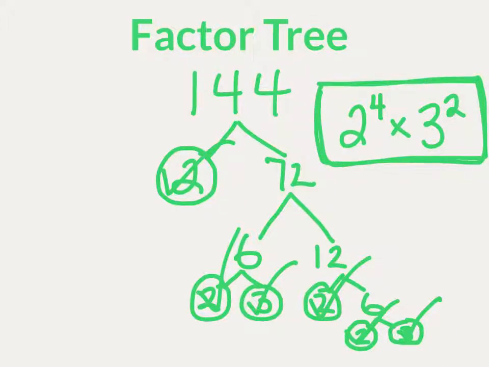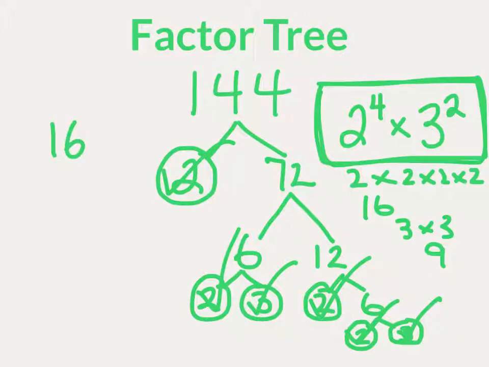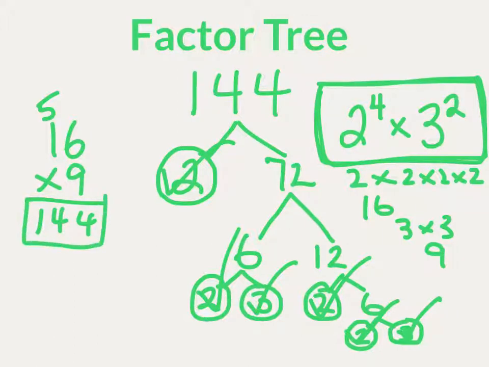And we can show that 2 to the 4th power, or 2 times 2 times 2 times 2, 2 times 2 is 4, times 2 is 8, times 2 is 16, and 3 squared, or 3 times 3, is 9. 16 times 9 brings us right back to 144.